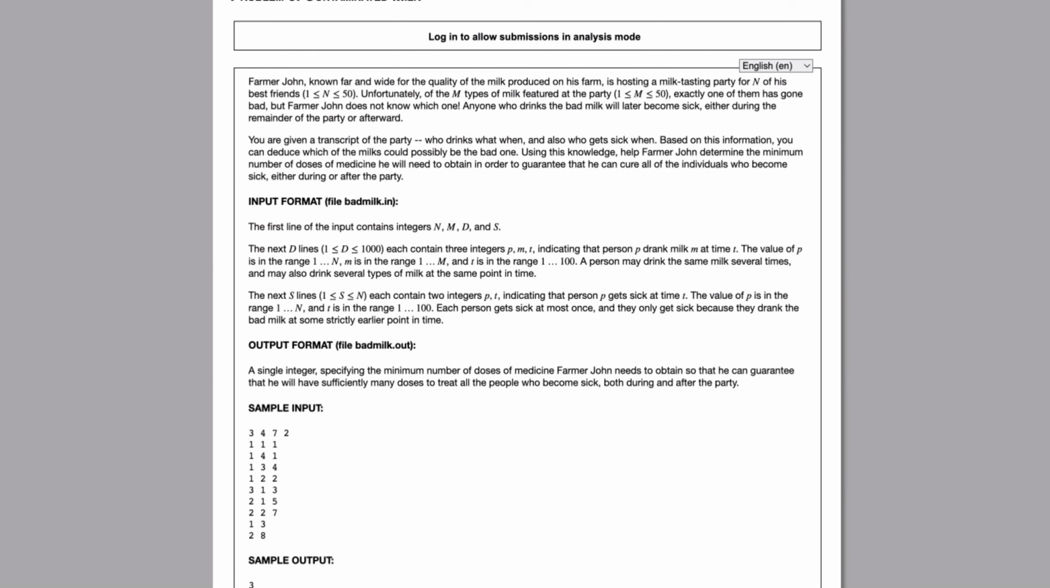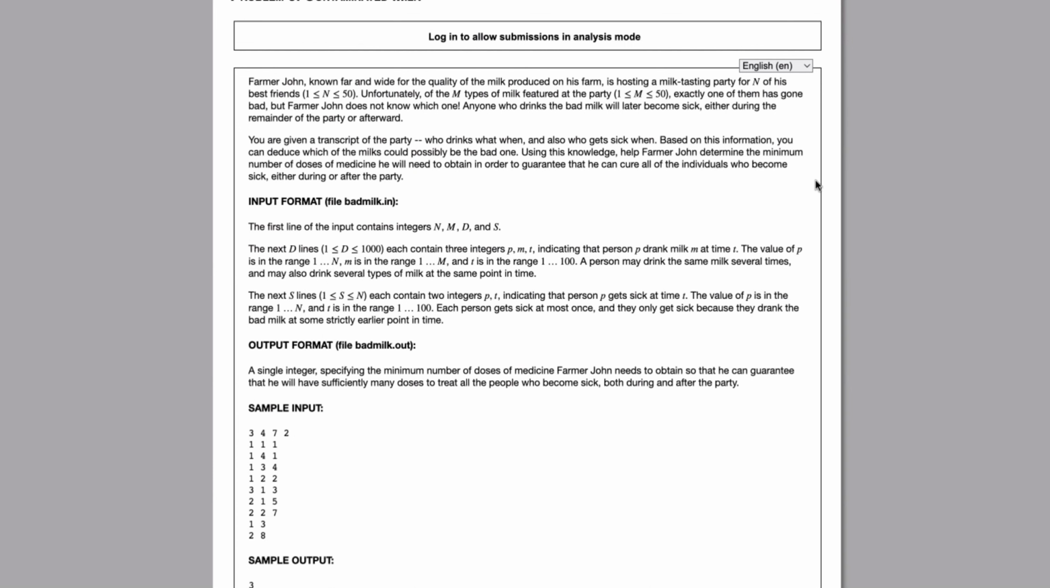Anyone who drinks the bad milk will later become sick, either during the remainder of the party or afterward. You are given a transcript of the party, who drinks what when, and also who gets sick when. Based on this information, you can deduce which of the milks could possibly be the bad one. Using this knowledge, help Farmer John determine the minimum number of doses of medicine he will need to obtain in order to guarantee that he can cure all of the individuals who become sick either during or after the party.